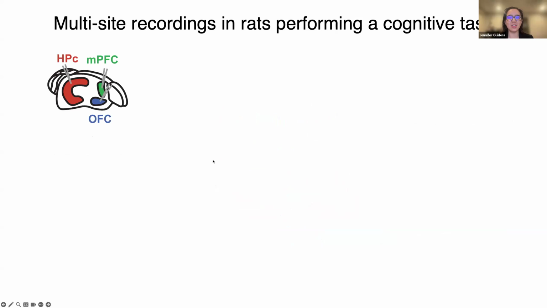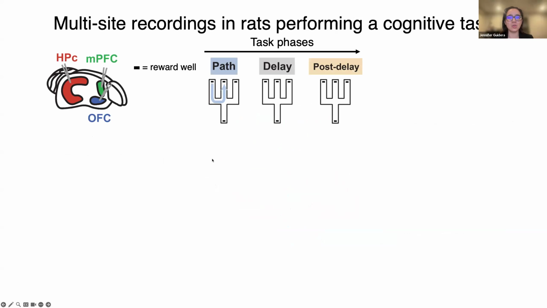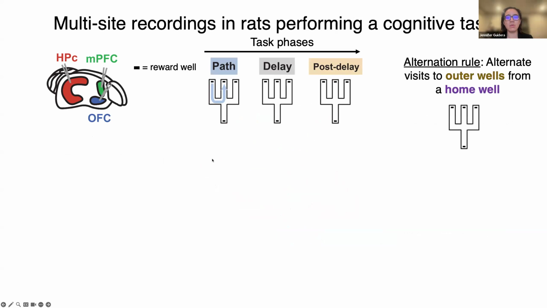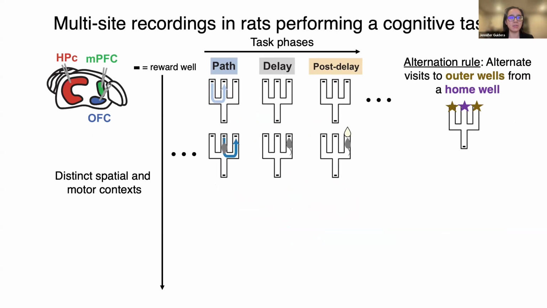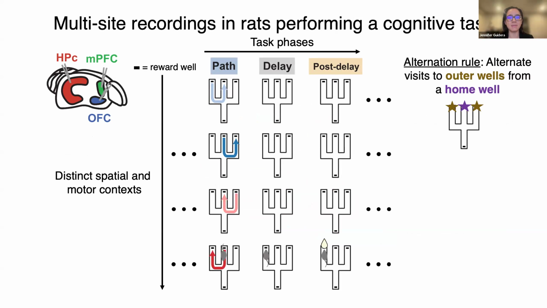So the overall structure of this task involves traveling to reward wells in a maze, waiting a short time for a milk reward. We reward rats for making alternating visits to two outer wells from a home well. And this allows rats to experience this overall task structure across these distinct spatial and motor contexts provided by the different paths in the maze.